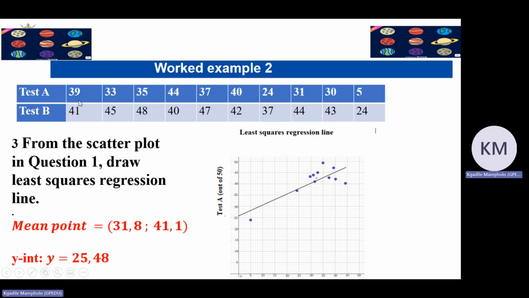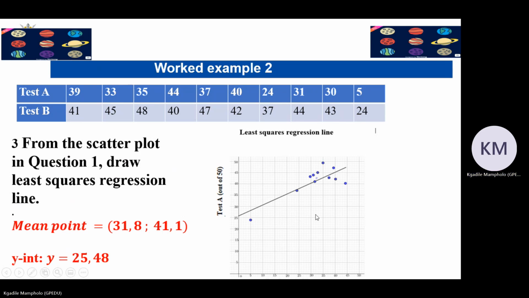The mean point: you find the mean, or the average, of test A. It means you add all the marks of test A and get the total. Then you say how many there are. There are 10. Then you say the total divided by 10. That will be the mean mark of test 1, which is the x coordinate. Now you get the mean mark of test B. You add all the marks of test B and divide by 10, because there are 10 learners who wrote the test. Then you get something like 41,1.